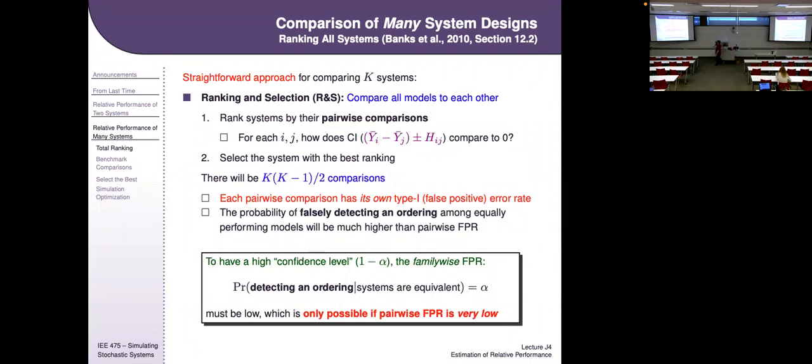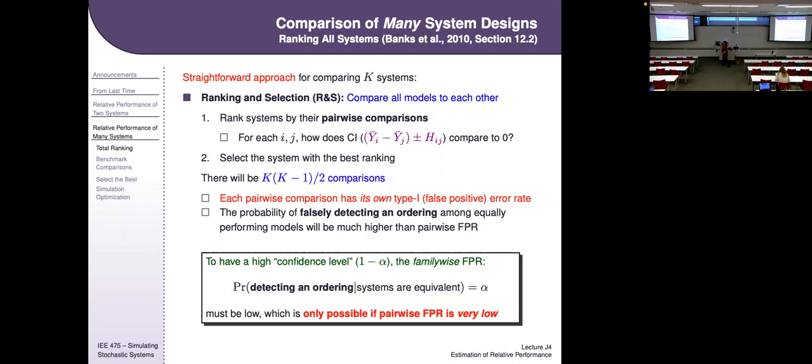All right, so this falls into what we refer to as ranking and selection, or RNS. And so we need to, in a statistically rigorous way, do ranking and selection. Compare all these models to each other, maybe put them in order, but definitely select the best.